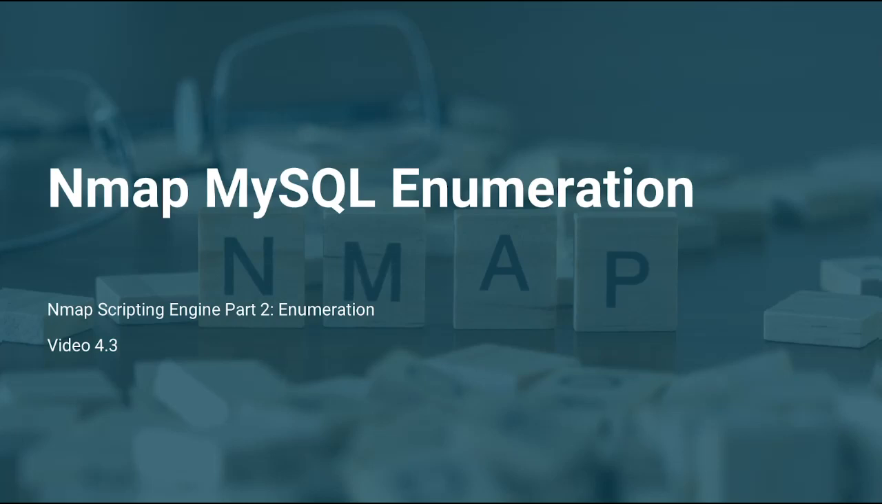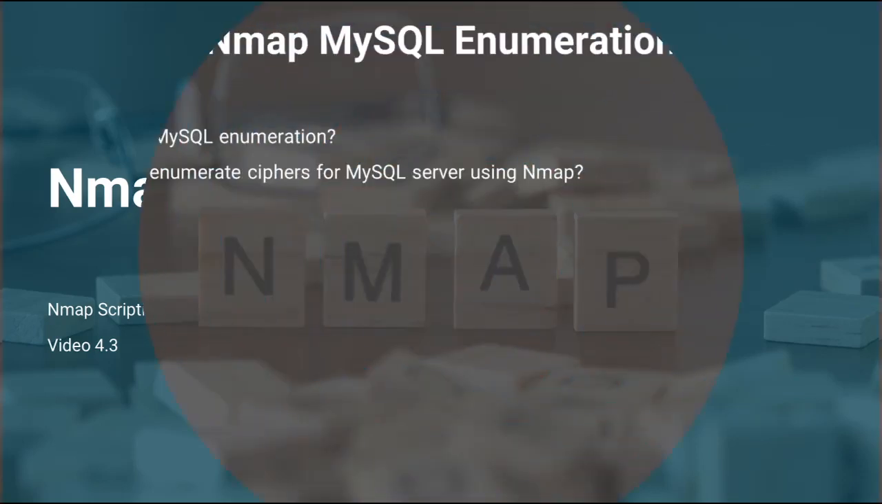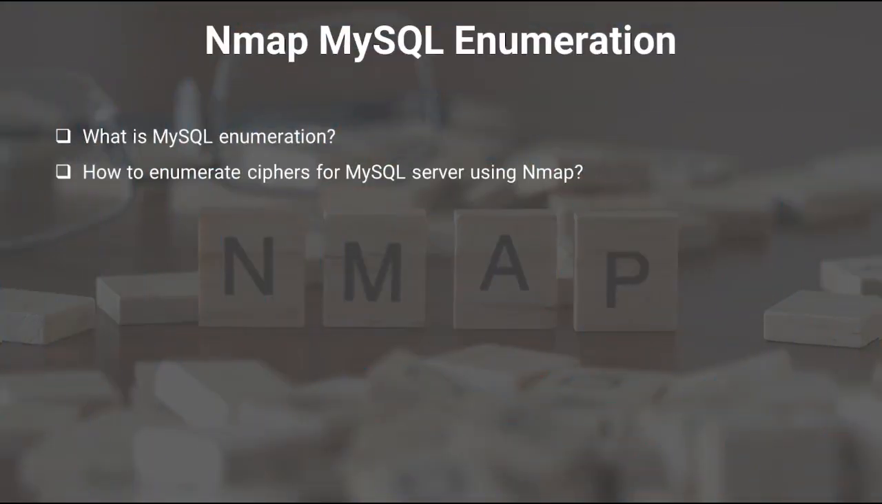Hello and welcome to another video from section 4, Nmap Scripting Engine part 2, enumeration. In this video, we're going to talk about Nmap MySQL enumeration, section 4, video 4.3. First of all, let's see what MySQL enumeration is. It performs valid user enumeration against a MySQL server using a bug discovered and published. Server versions 5.x are susceptible to user enumeration due to different messages during login when using the old authentication mechanism from version 4.x and earlier. So the second question is how to enumerate users for a MySQL server using Nmap.